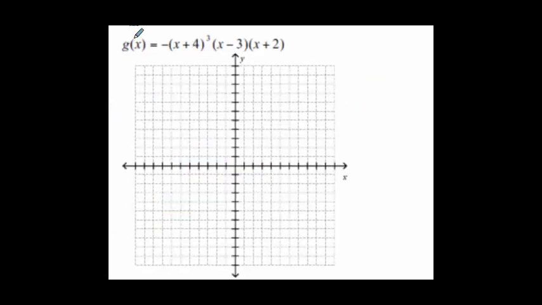So now let's take a look at this one. Oh, look at that. We got a negative in front of it. So it's negatively oriented. We're going to add up the number of x's to see the degree. So there's 3, 4, 5. Odd degree, negatively oriented means it's going to have this shape. Remember, it flips it over.